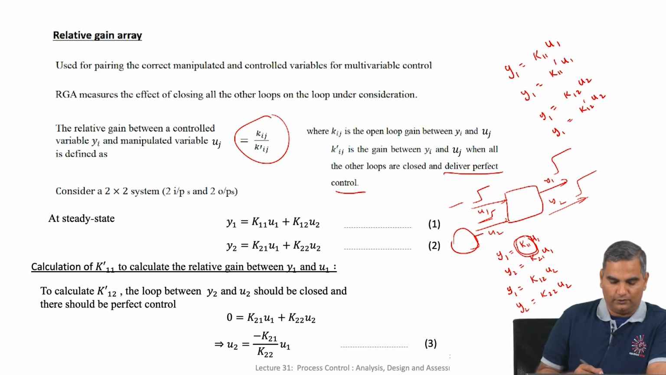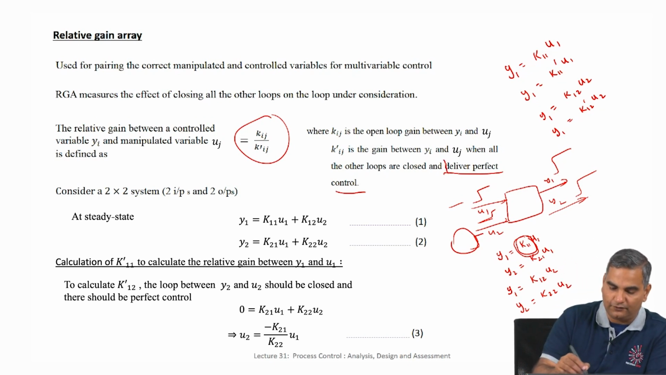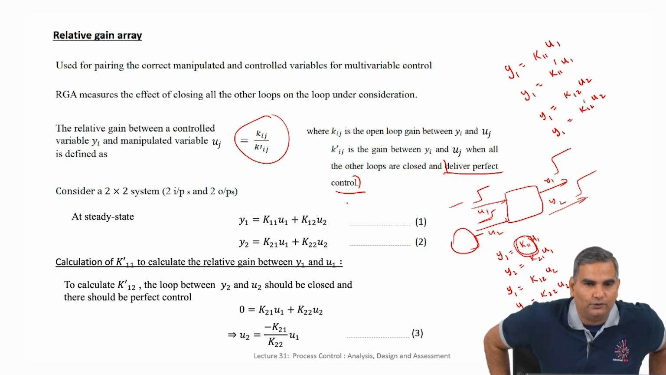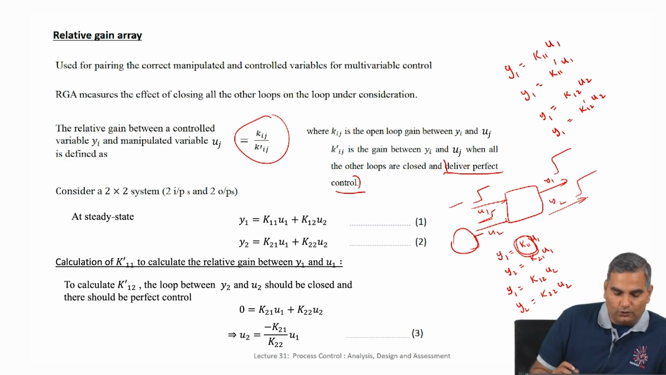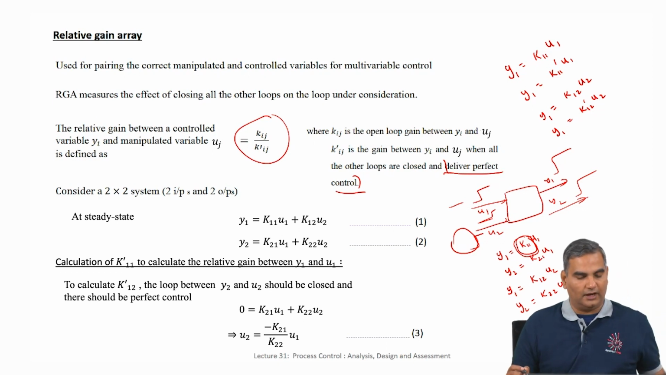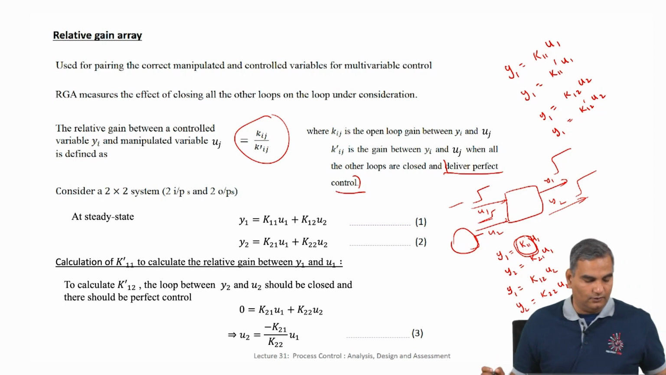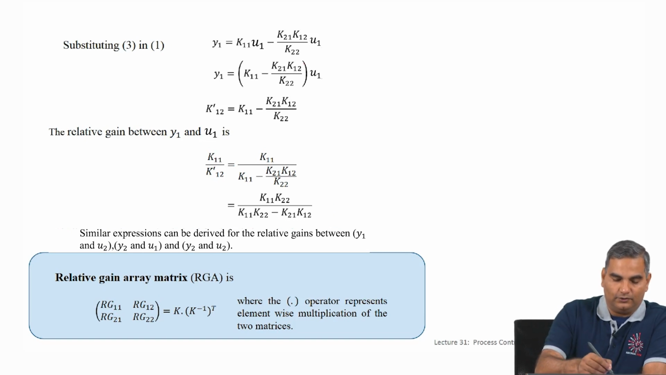So, what we are going to do is set the second equation to 0. That is how this notion of the other loop delivering perfect control comes into the picture. Since we are delivering perfect control, y2 is not changing from its value at all. In which case I will get 0 is k21 u1 plus k22 u2. From this you can get u2 is minus k21 by k22 times u1. So, this is the equation you get. Now, you substitute this equation back into the first equation for u2, then you can do some simple manipulation.